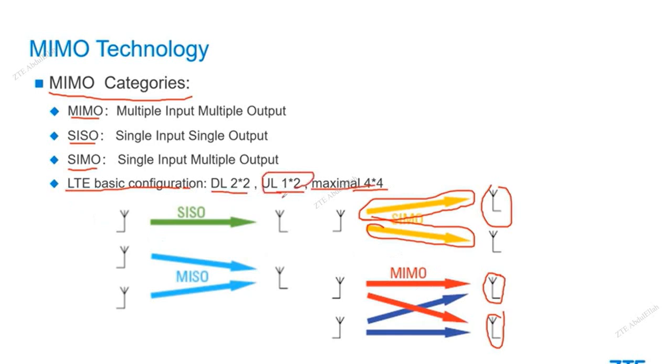But in uplink, we cannot support MIMO, right? Because in uplink, the terminal has only one antenna to transmit. Okay. The LTE terminal has only one antenna transmitting, so it cannot support MIMO. But the LTE terminal has two antennas receiving. So in downlink, we can support MIMO.